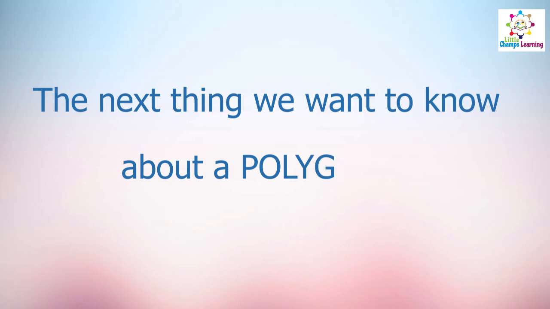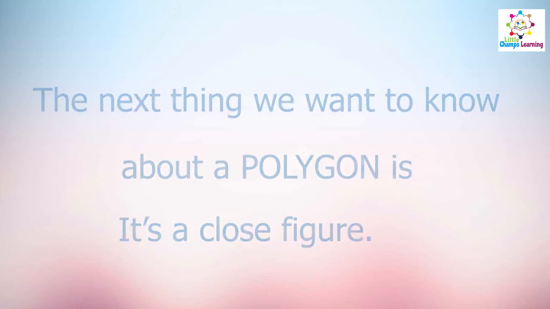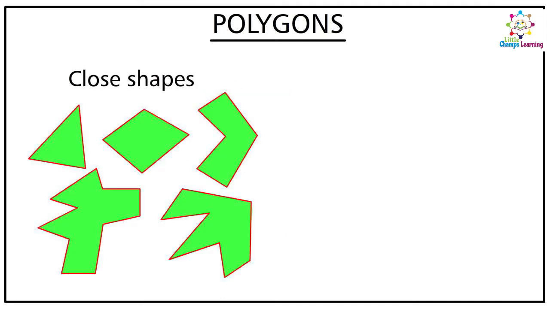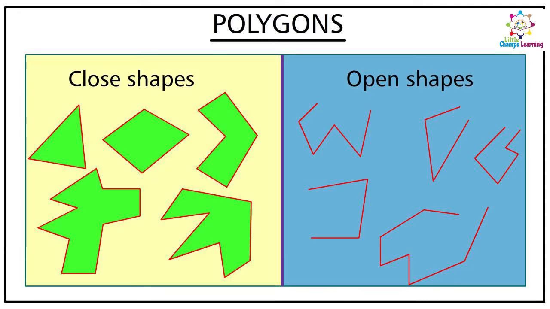The next thing we want to know about a polygon is that it's a closed figure. All its vertices are joined together. There is no gap through which something can come out of this closed figure without crossing the sides. So these are all examples of closed shapes and these are all examples of open shapes.